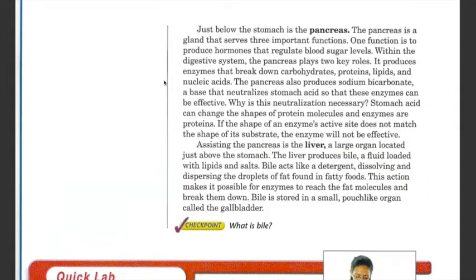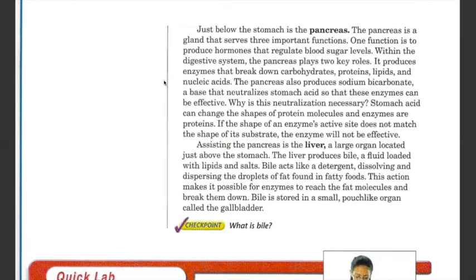Just below the stomach is the pancreas, that yellow thing I just showed you. The pancreas is a gland that serves three important functions. One function is to produce hormones that regulate blood sugar levels. Within the digestive system, the pancreas plays two key roles. It produces enzymes that break down carbohydrates, proteins, lipids, and nucleic acids. Remember, those are the four macromolecules you learned in Bio 1. You get those from the food you eat.